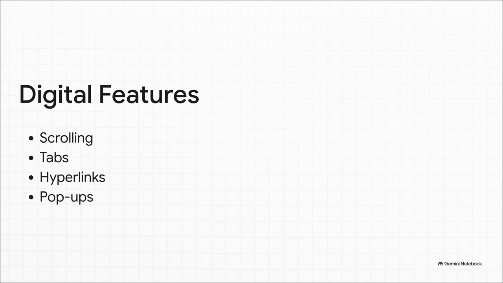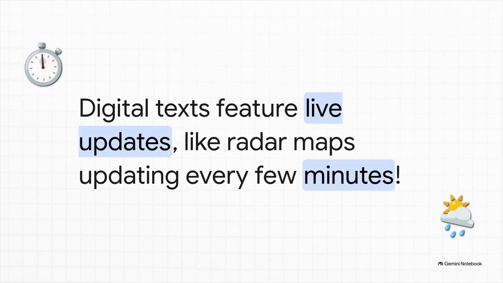It allows for a highly personalized, kind of choose-your-own-adventure style of reading, where you decide exactly what to click on next. But one of the greatest advantages of digital text is that it's literally alive. Think about your favorite weather app or website. It doesn't just give you a static, boring picture. It gives you live radar maps that refresh and update every few minutes.